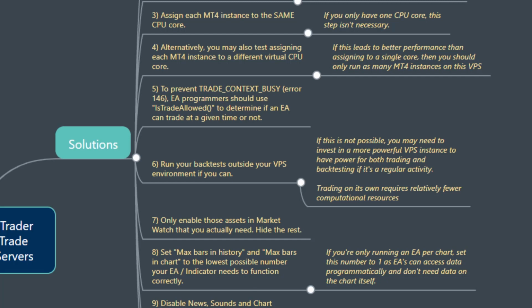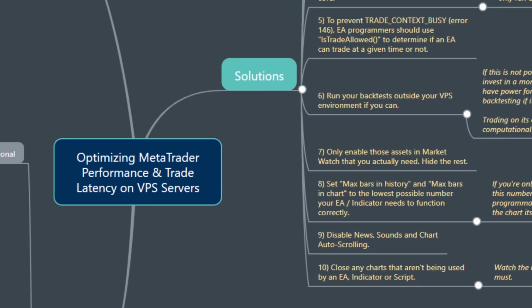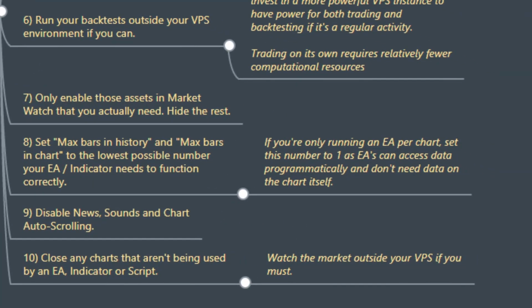But I imagine that most people watching this will already have a VPS server where the VPS server most likely is not single core and has multiple cores. So in that case, you can either assign your MT4 instances to the same core as I showed you earlier, or assign different MT4 instances to different cores and see how that impacts your performance and go with the one that gives you better performance.